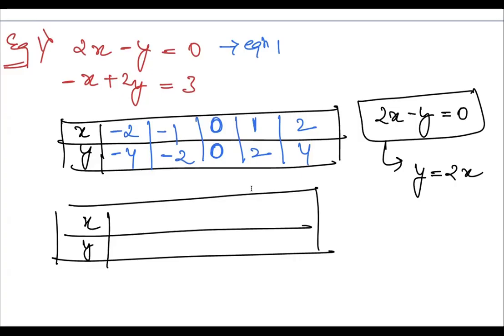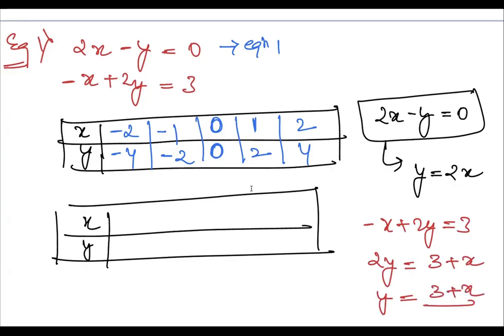Now, what is my second equation? Minus x plus 2y is equal to 3. So 2y is equal to 3 plus x, and y is 3 plus x by 2. Or in other words, y is nothing but x plus 3 by 2. It's the same thing.